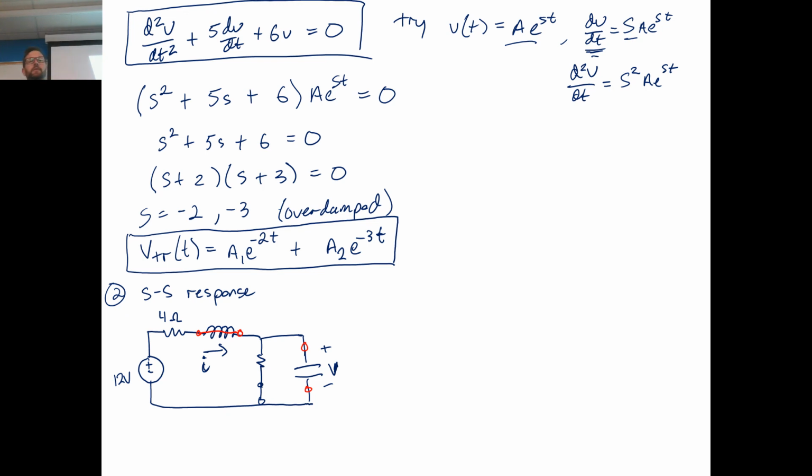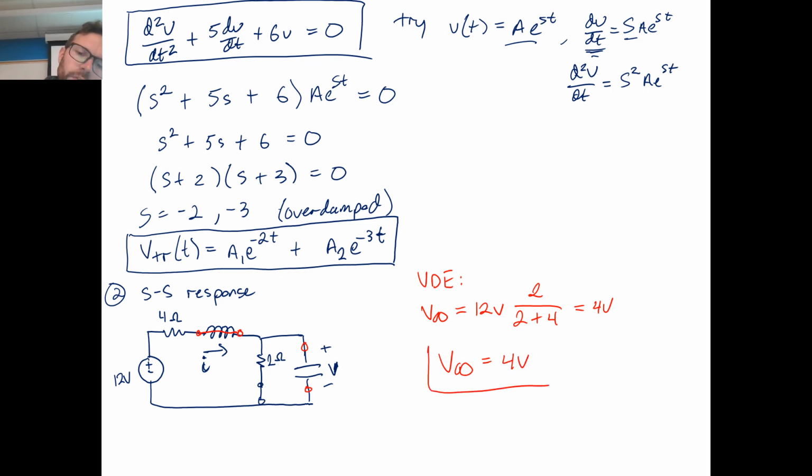Well, we know that at steady state, the inductor and the capacitor are going to go to their steady state behavior. So the inductor shorts, and the capacitor goes open, right? And so we get a current I flowing through there. Essentially, this reduces down to a 2 ohm resistor here, 2 ohms. This is just a voltage divider, right? So we get that V at infinity is equal to that 12 volt source times the 2 ohms over the 2 plus 4 ohms, which is 4 volts. So V at infinity is 4 volts.